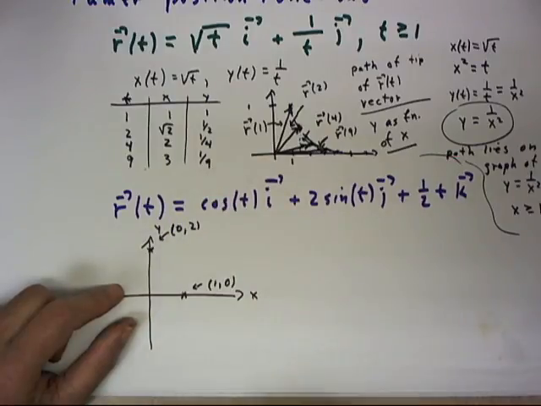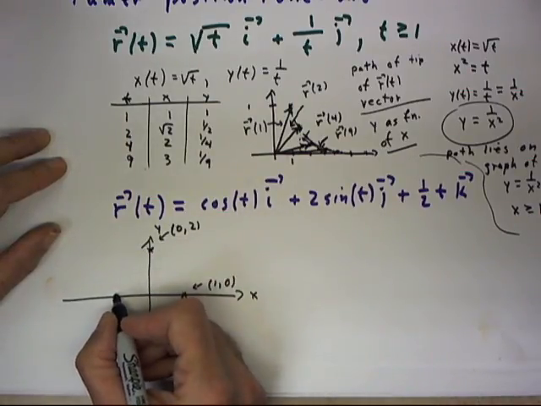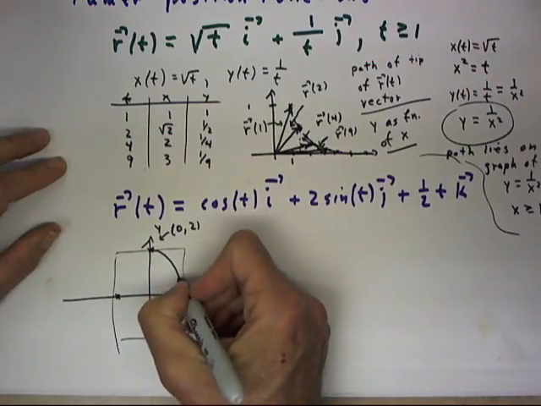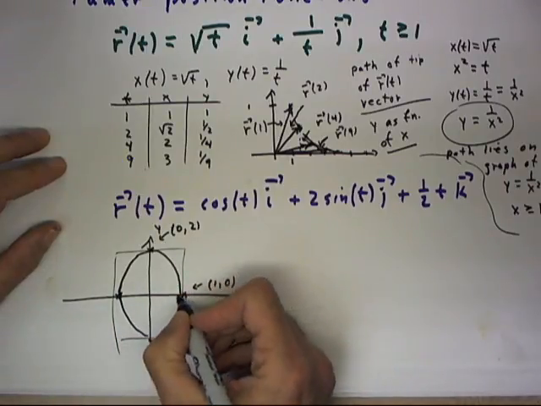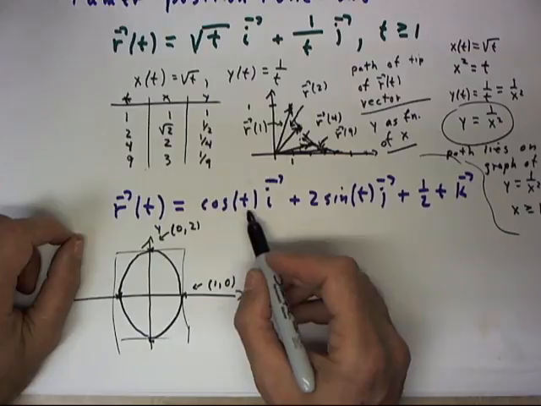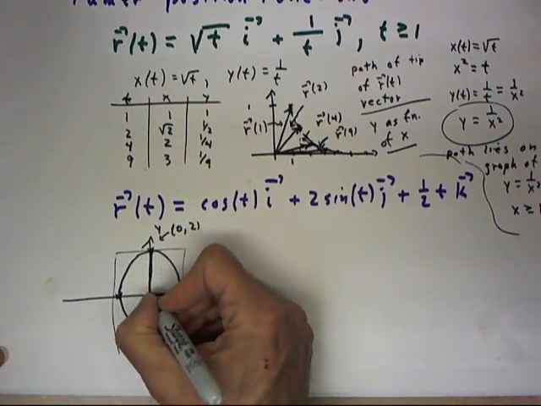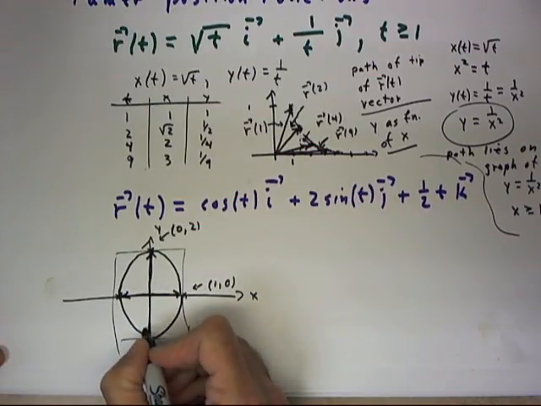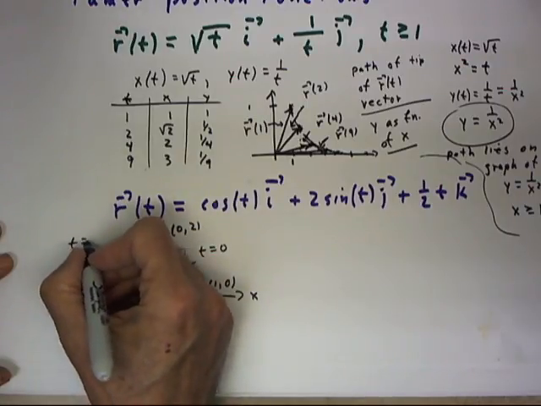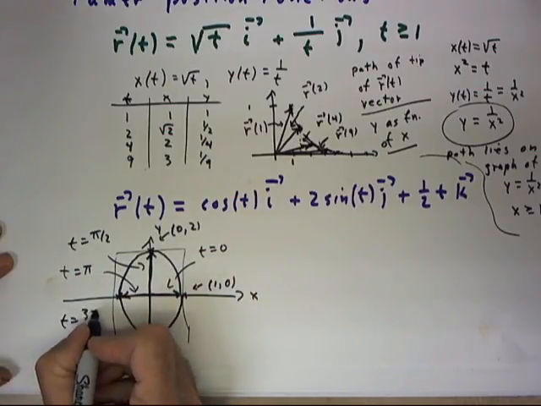Now how do we get from 1, 0 to 0, 2? It turns out that we follow a smooth curve that is a part of the ellipse that would be constructed within this box. And the path continues around the ellipse. If t equals pi, then the cosine of pi is -1, so we have -1i plus 0j. So we're going from our t equals 0 point to our t equals pi over 2 point, to our t equals pi point, and our t equals 3 pi over 2 point.